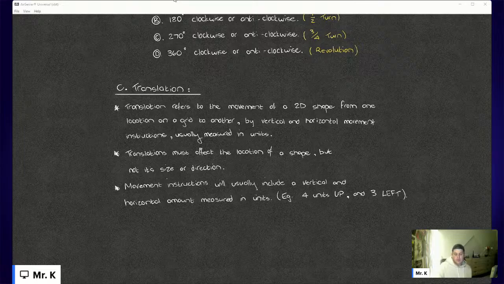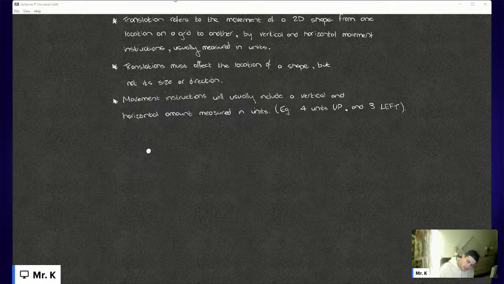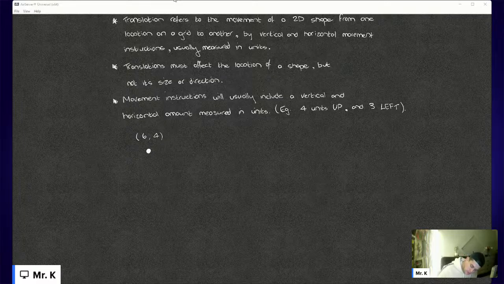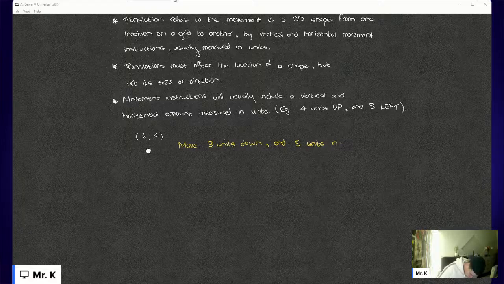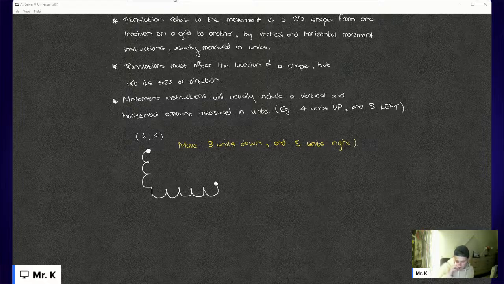Okay, so now, guys, if for example I am given a point over here, and this point exists at 6, 4, and I've been asked to move this point, let's say 3 units down and 5 units right, you would then work on a grid to move 1, 2, 3 units down and 1, 2, 3, 4, 5 units to the right for the new location.